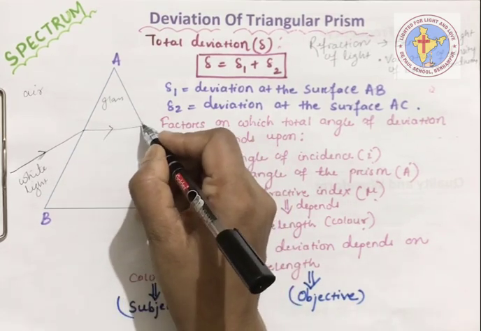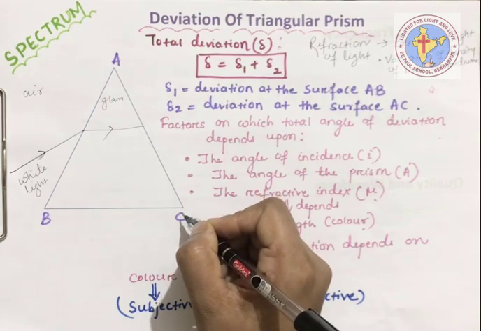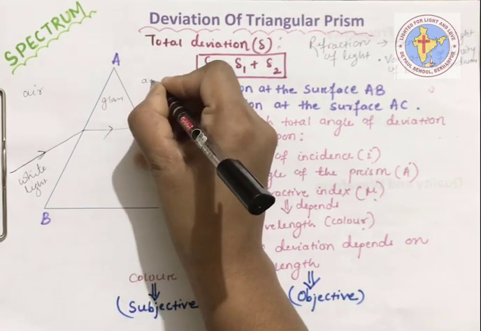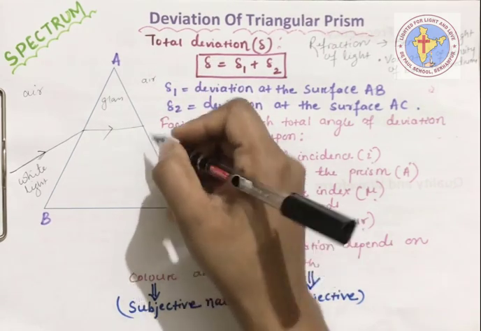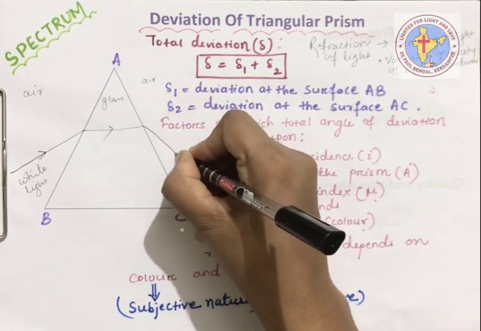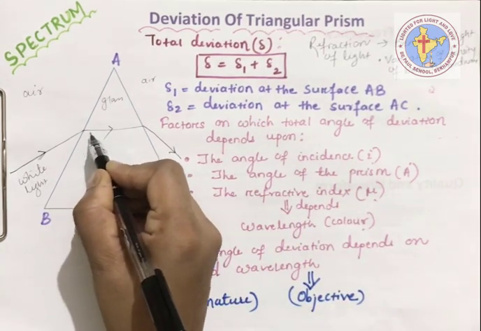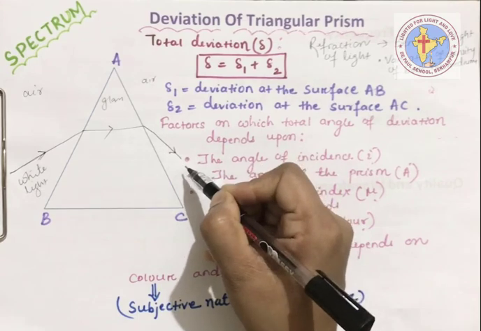Again, when the light strikes the refracting surface AC, what will happen, children? Again you will see that this is glass and this is air. So variation in the density. And what will happen? The light will bend like this. So this is the arrow mark. So this is your incident ray, this is your refracted ray, and this is your emergent ray.